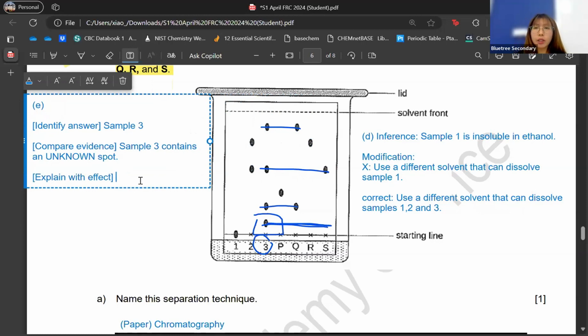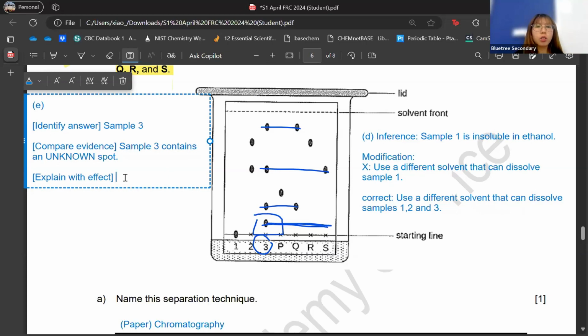Okay, then here comes the explanation. By the way, compare evidence is always the evidence you are given by the question. You will always observe this from the question. So do not throw your science knowledge in the compare evidence. Your science knowledge should come under the explanation.